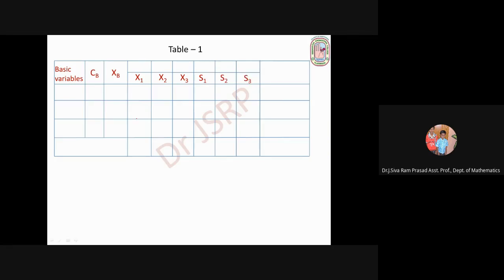So in total we have three decision variables x1, x2, x3 and three slack variables s1, s2, s3. For all these variables, these are the column vectors. Okay. So in the last column, minimum ratio test. So minimum ratio. So this is the tabular structure of simplex method.